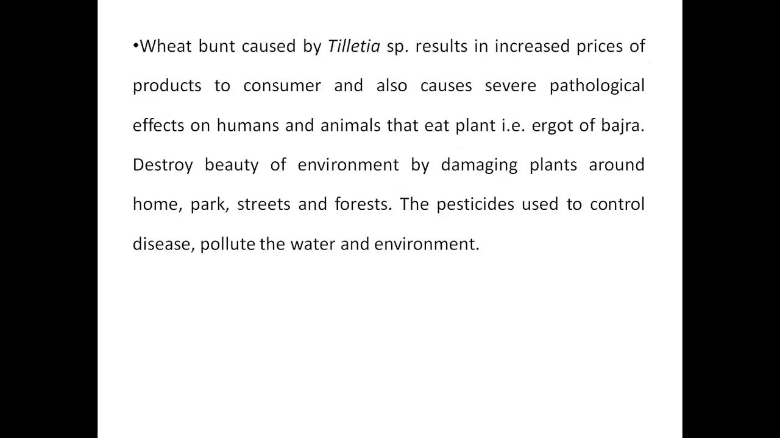Sometimes disease may also be harmful to human beings and animals when they eat the affected parts of the plant. Ergot of bajra is the best example: when seeds of bajra affected with ergot are consumed by animals or human beings, paralysis occurs. Also, diseases destroy the beauty of the environment by damaging ornamental plants in parks, on roadsides and streets. And when farmers use pesticides to control diseases, they pollute the water and environment of that region.